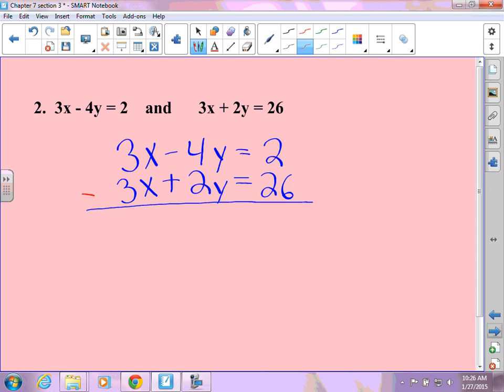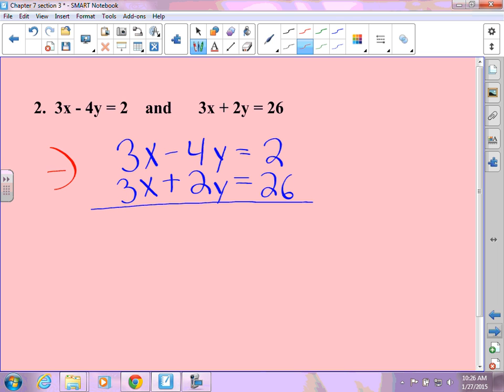Okay, so 3x minus 3x gives me what? I eliminated it, didn't I? Boop, eliminate it. Please stay with me. I got a couple of you going ahead, and I don't want you to learn it wrong. All right? Negative 4y minus 2y gives me negative 6y.